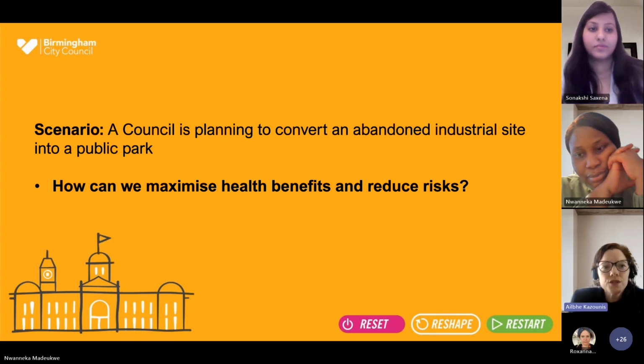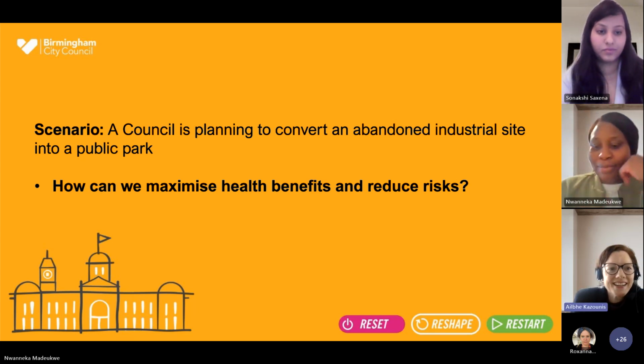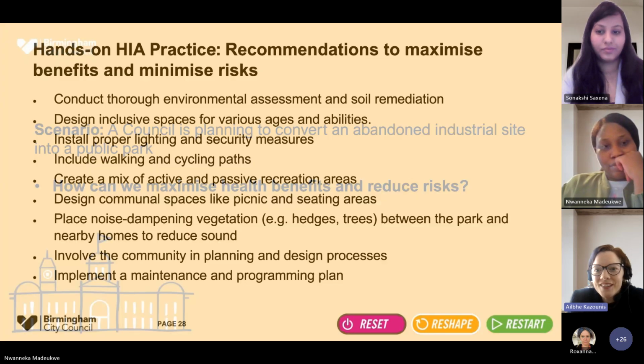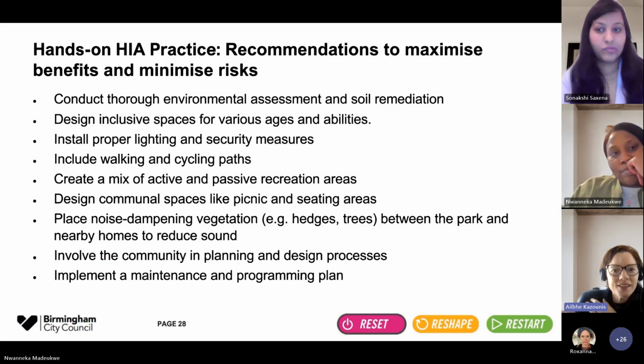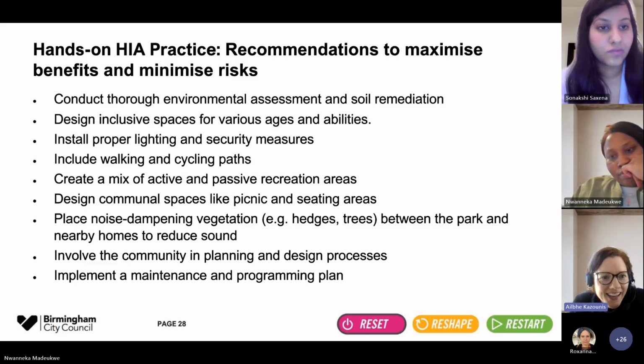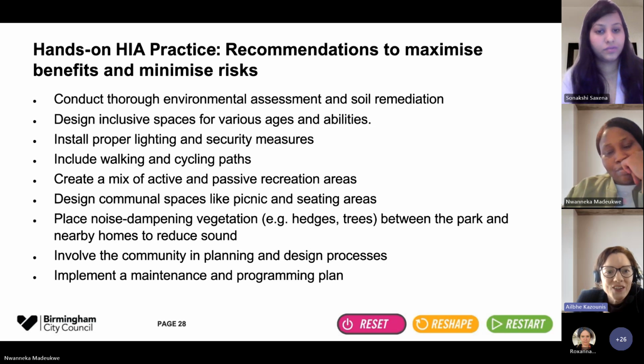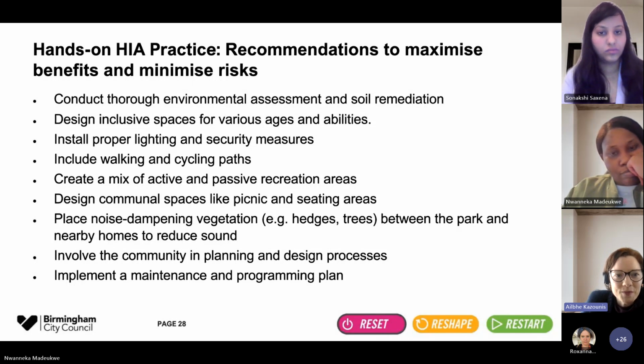Okay, we can move on to the next slide. Lots of great input there. So I'm guessing you've covered pretty much everything. Conduct thorough environmental assessment and soil remediation. That's been covered. Design inclusive spaces for various ages and abilities. Install proper lighting and security measures. We've agreed on all that. Include walking and cycling paths, which seems like a very obvious one.